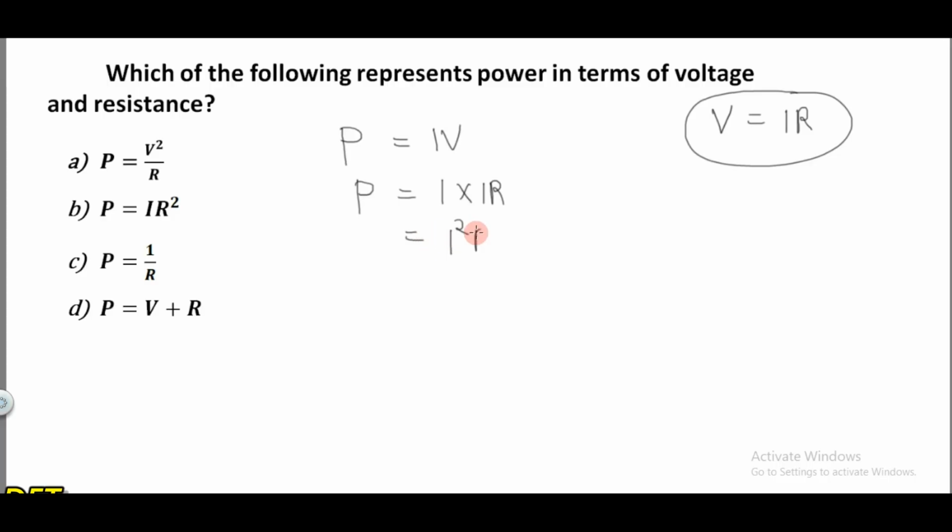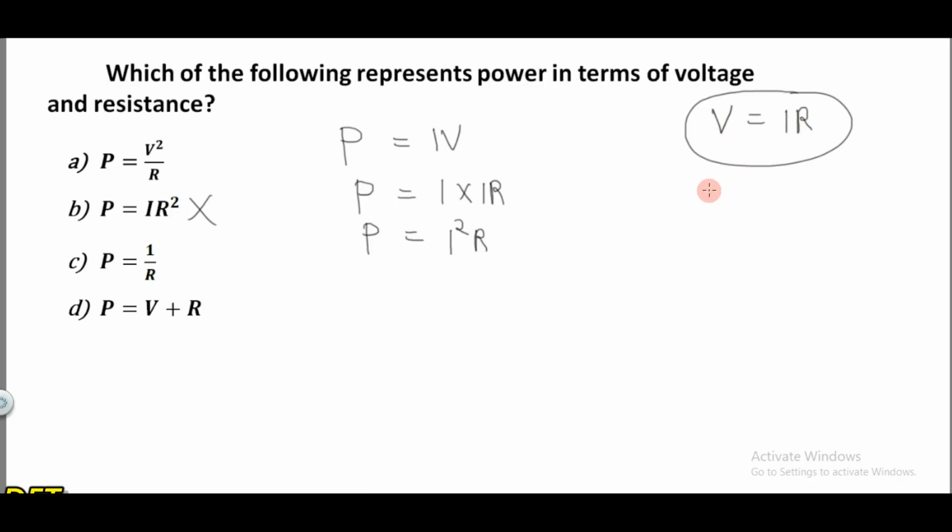So I times IR will give me I squared R. And we don't have this formula here. What we have here is P is equal to IR squared, and this is wrong, right? Power is equal to I squared R. So again, V is equal to IR from Ohm's law, right?